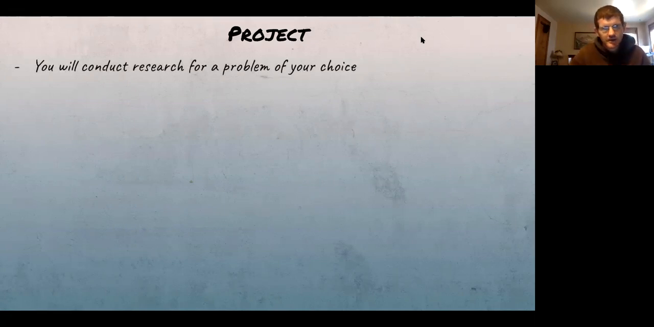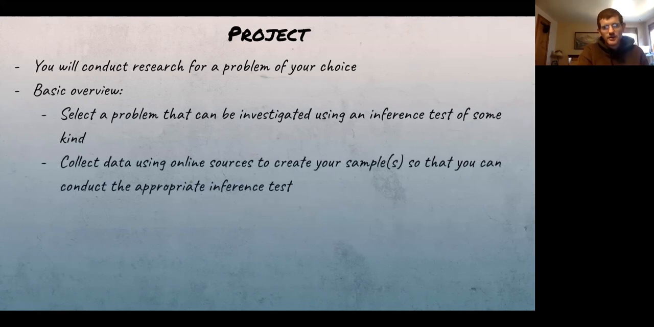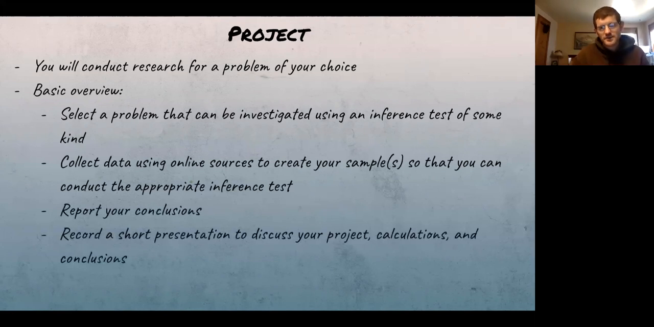So the basic idea of the project is you're going to conduct research for a problem of your choice. And the overview, very basically, is you're going to select a problem that can be investigated using an inference test of some kind. You're going to collect data using online sources to create your sample or samples so that you can conduct the appropriate inference test. You're going to report your conclusions, and at the end, you're going to record a short presentation to discuss your project, the calculations you did, your conclusions, and so on. Okay, we're not going to talk much about the presentation today, but we will talk about that more later.